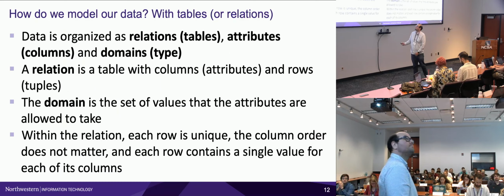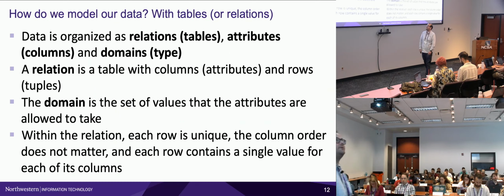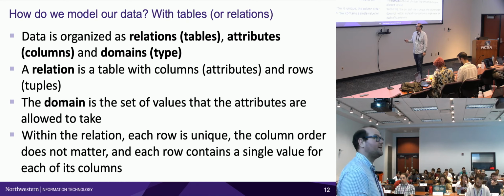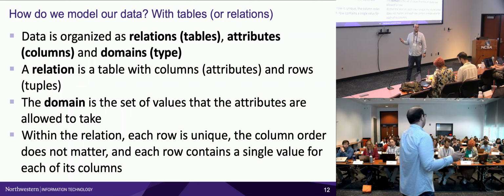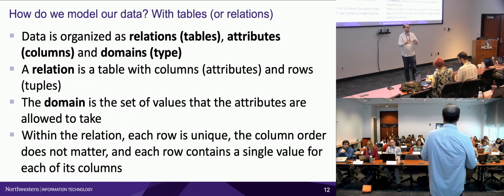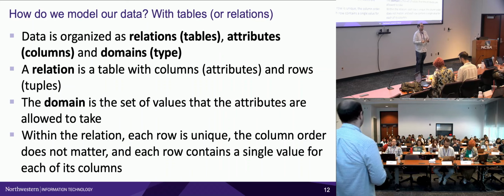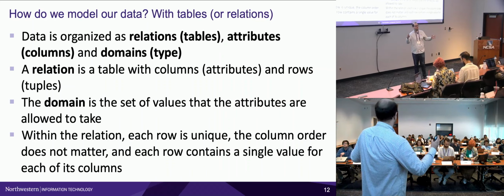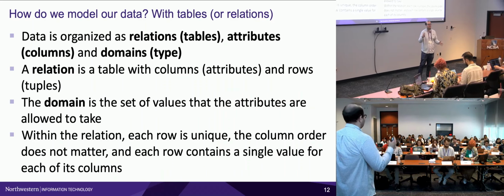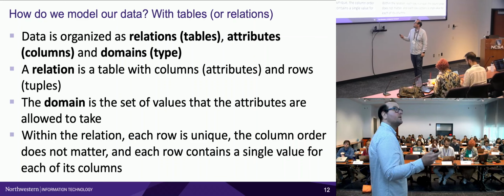All right. So how do we model our data? Our data is going to be modeled with tables, or sometimes they're called relations. So data is organized as a set of tables. Each table has a set of attributes, i.e. columns, and each column has certain constraints. So certain types, like a character or a float or an integer, and then certain values that they can or cannot take. Okay?